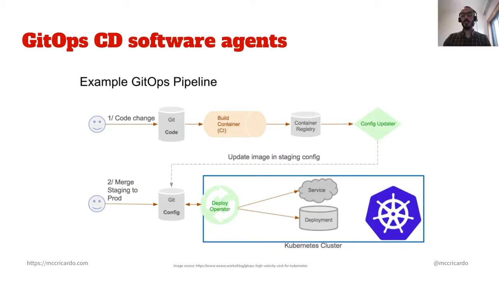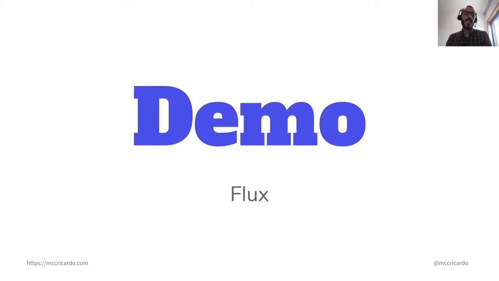into the cluster. So now we are going to see an example of one of these CD software agents in practice. The example that we are going to see is Flux, and we are going to see a demo of Flux deploying an application to a local Kubernetes cluster. We're going to see examples of the files that Flux knows how to understand, and we're going to see that it actually deploys the application into a cluster.